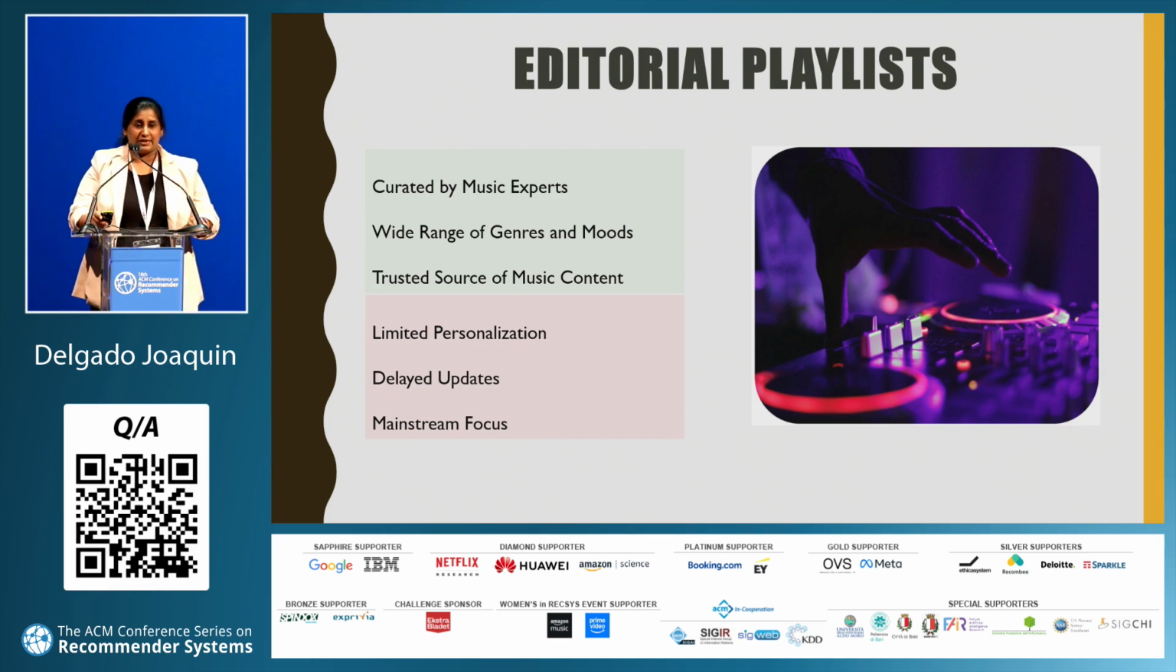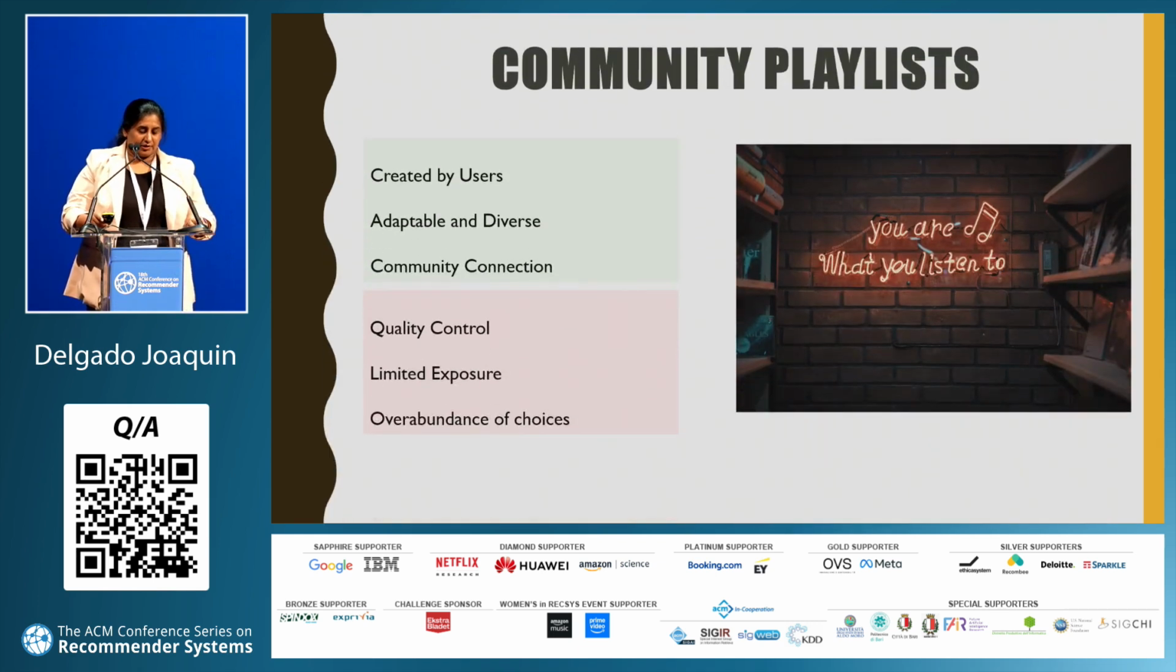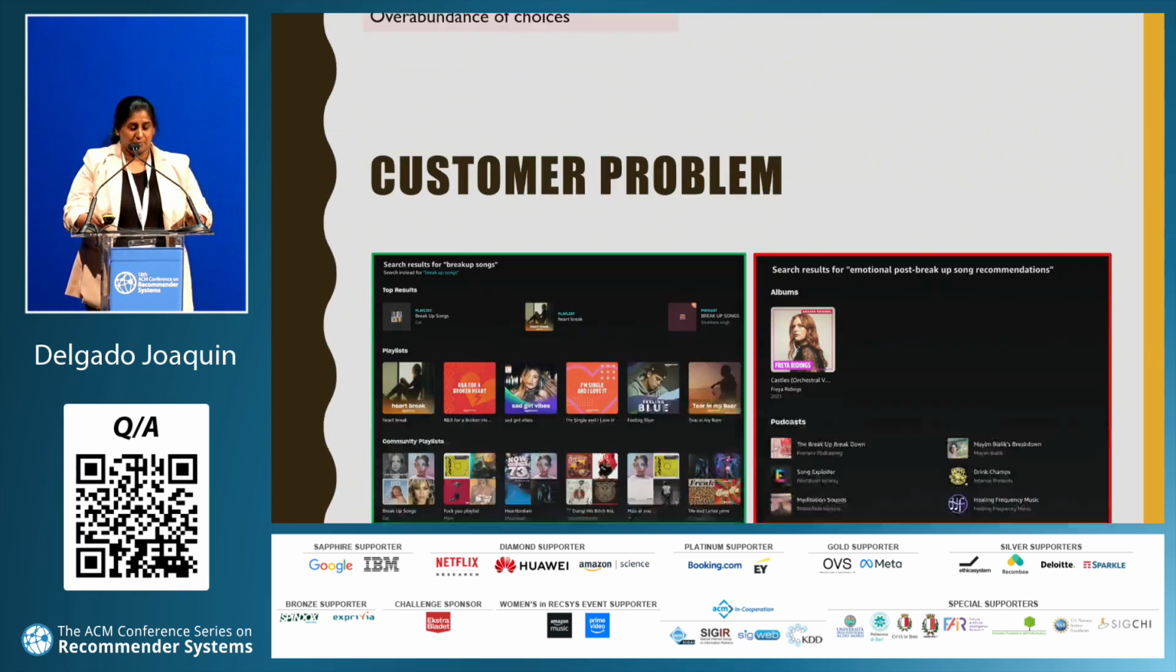We have two kinds of playlists, editorial playlists and catalog community playlists. Editorial playlists are curated by music experts. They cover a wide range of genres and moods, but they offer limited personalization, and the updates are delayed. Community playlists are created by the users. They cover niche genres and offer community connection. But the quality control is a major problem here.